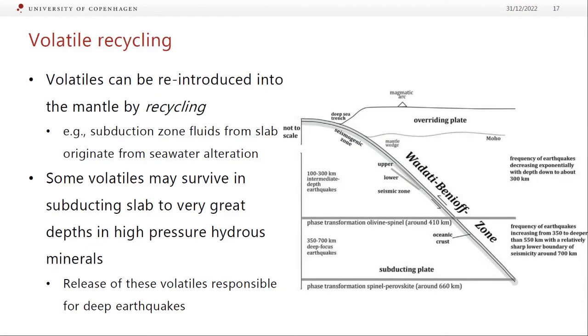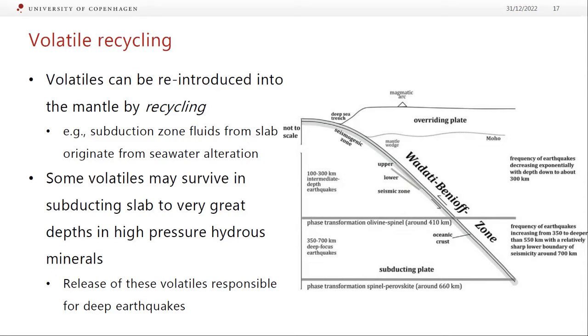Okay. We can reintroduce volatiles into the mantle, though, by a process called recycling. And this comes back to the deep volatile cycling that I mentioned before. So the most obvious example of this is subduction zone fluids that go on to produce our fluid flux melting that come from the slab. These originate from seawater alteration. So the volatiles near the surface that are being brought down into the deep mantle. Most of those end up being driven off the slab at shallow depths, producing our fluid flux melting, and they end up being erupted through arc volcanoes or stuck somewhere in the crust.